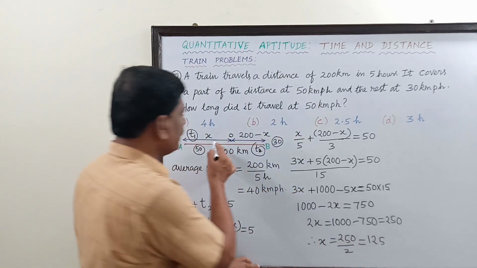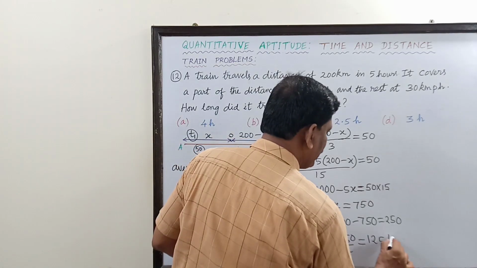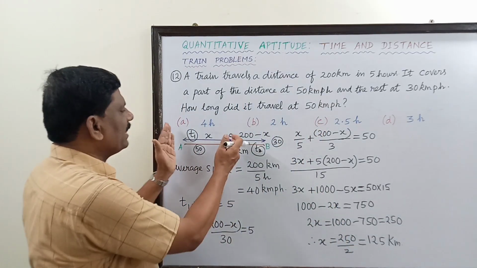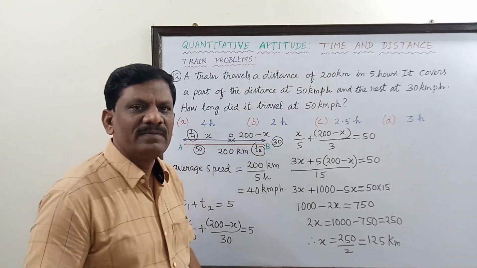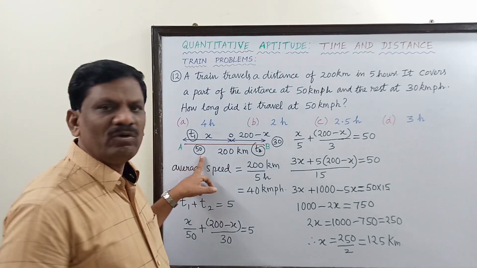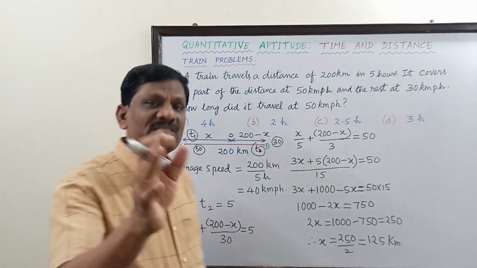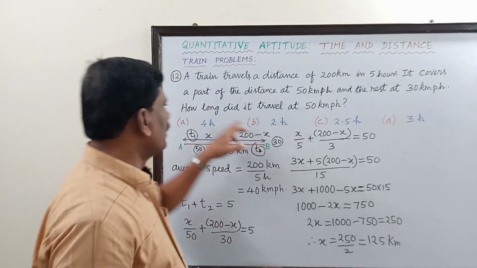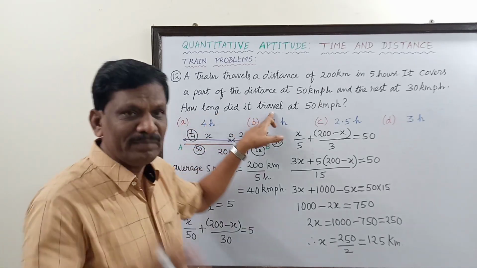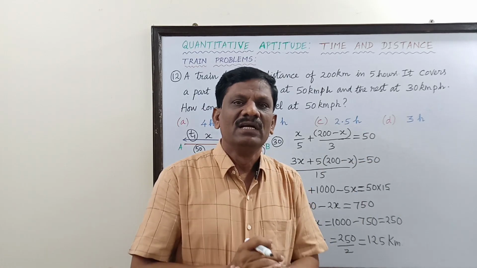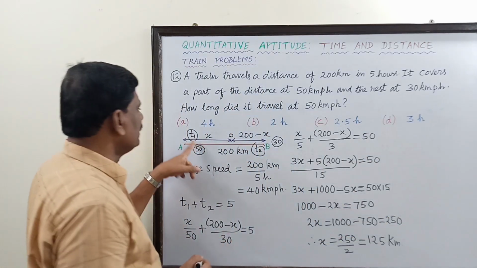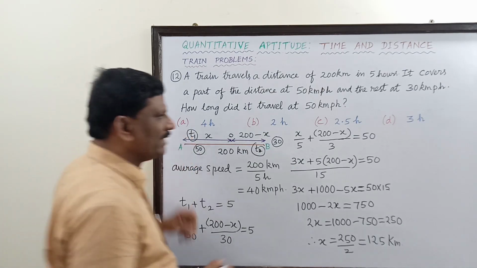X is the distance in kilometers, so I will write 125 kilometer. So for the first 125 kilometers, it is traveling at 50 kilometer per hour. In how much time is the question? So what is the question? How long did it travel? Means it is not the distance, it is the time. How long? Duration. So the duration is T1. We have to find T1, is it not?